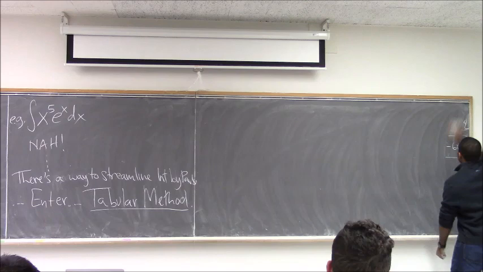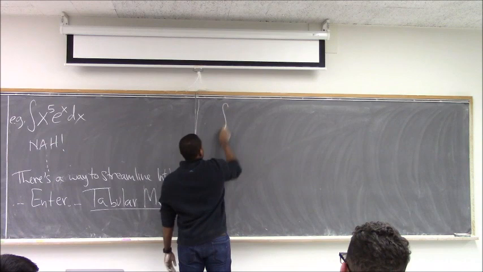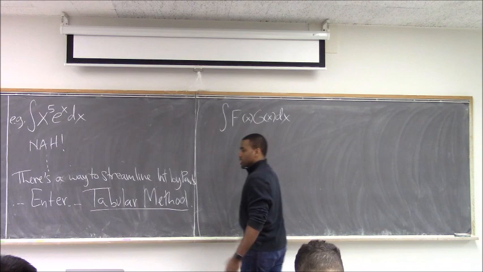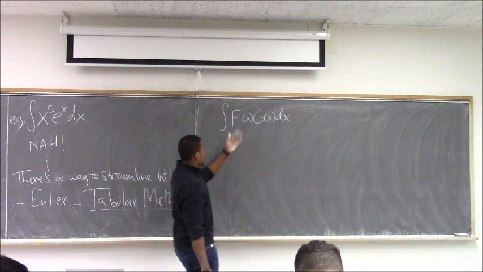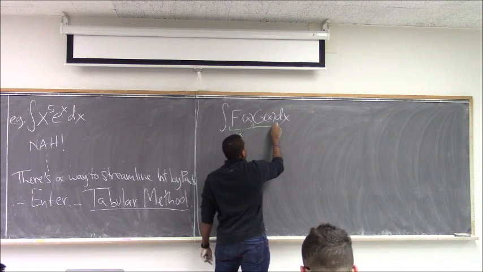Let me explain to you how this method actually works. Suppose you have an integral. I'm going to slightly switch to f and g again. So you have this integral that you want to use integration by parts on. Let's say f is the guy that you're going to make your u, and g is the guy that you're going to make your v.